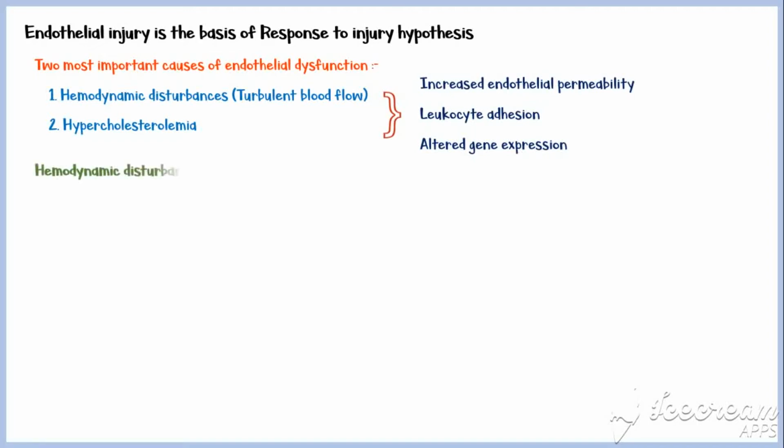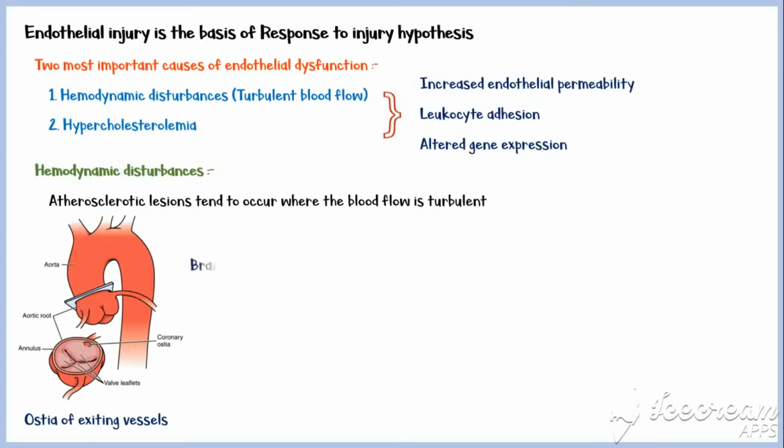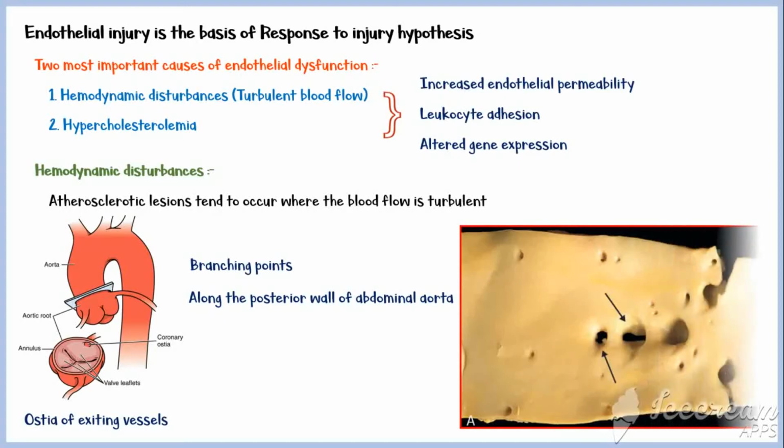Atherosclerotic lesions tend to occur at sites where the blood flow is turbulent, such as ostia of exiting vessels, branching points of arteries, and along the posterior wall of the abdominal aorta. Here is an image showing the lesions developed at the ostia of exiting vessels. Black arrows denote the lesions.